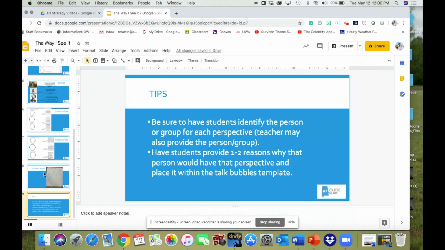In conclusion, The Way I See It is intended to help students recognize bias. It's intended to help them see how their own experiences and associations help form their bias and their perspectives. And it helps them to see multiple and various perspectives in historical events. It's also intended to help them write from the perspective of another character.